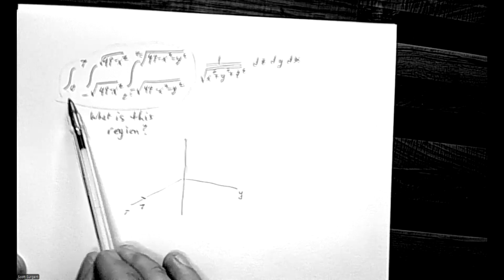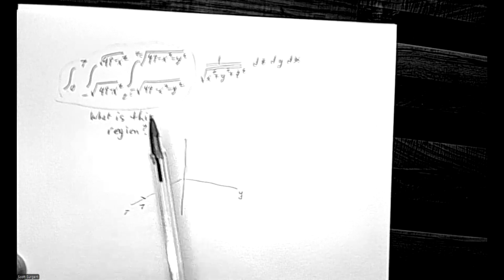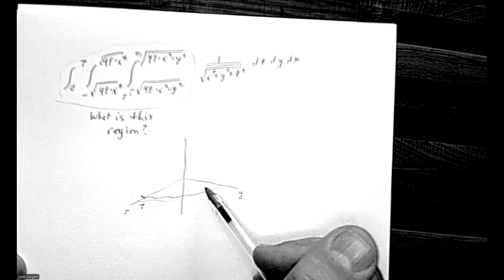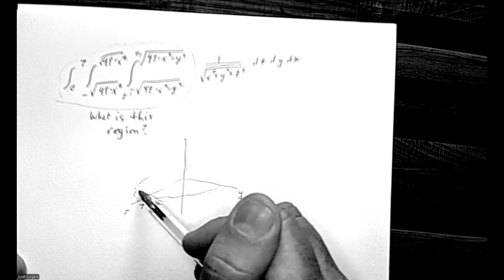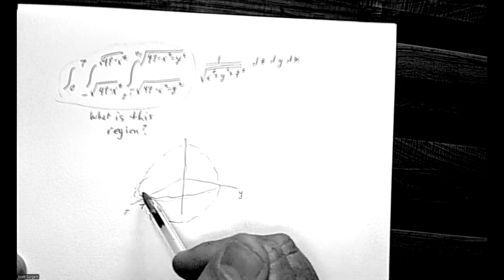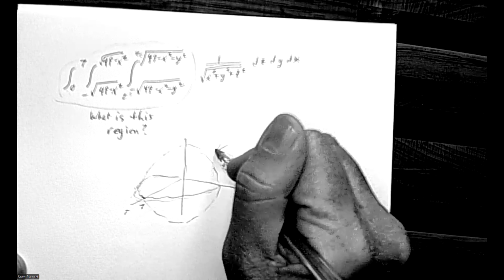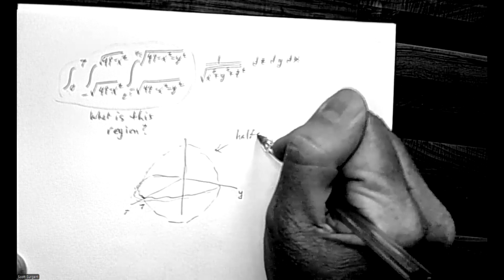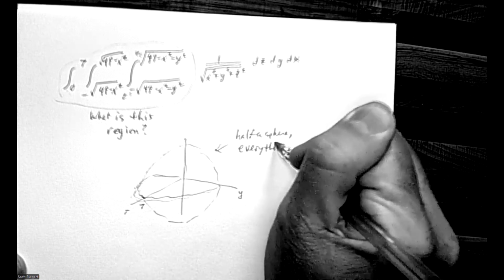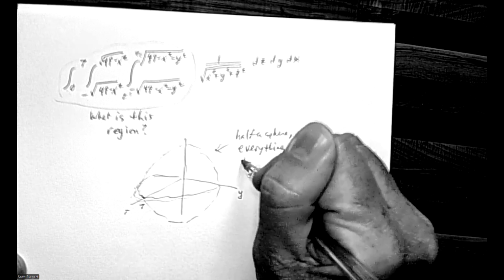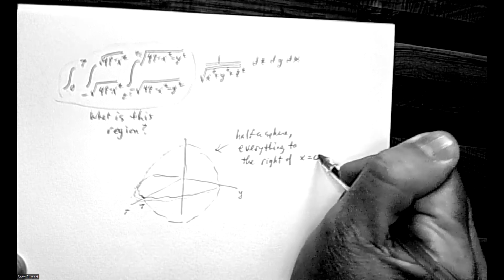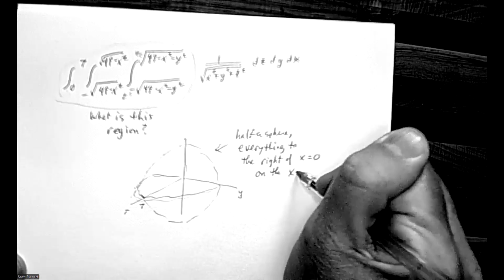So this is a half a sphere because x goes from 0 to 7. It's looking to me like you've basically got a half a sphere, everything to the right. This is not a good drawing, I'll admit. So it's basically half a sphere. It's everything to the right of x equals 0 on the x-axis.